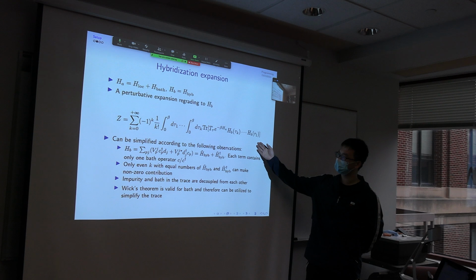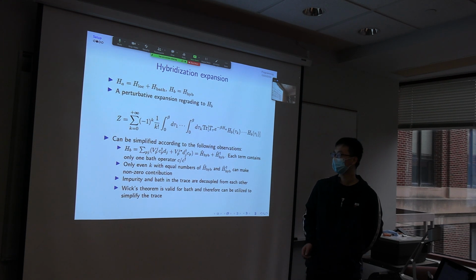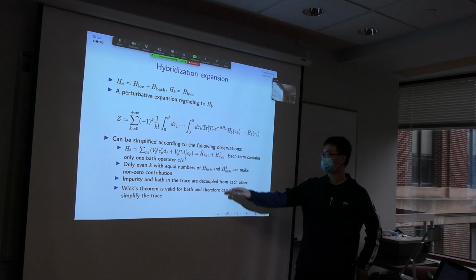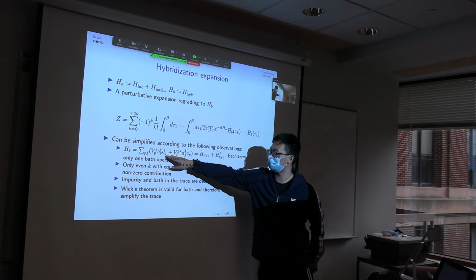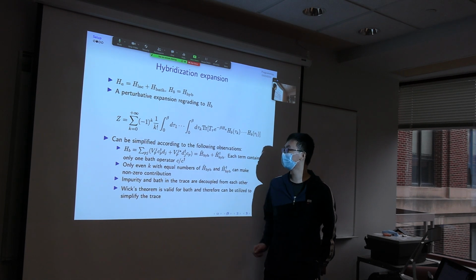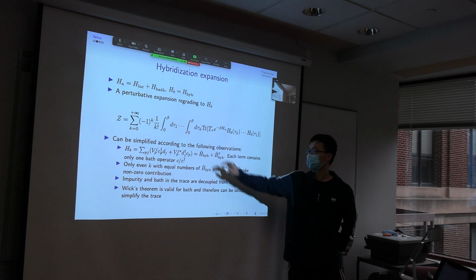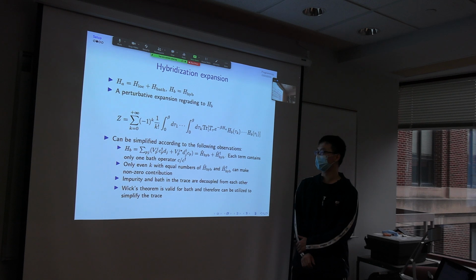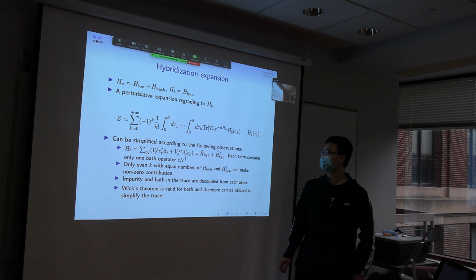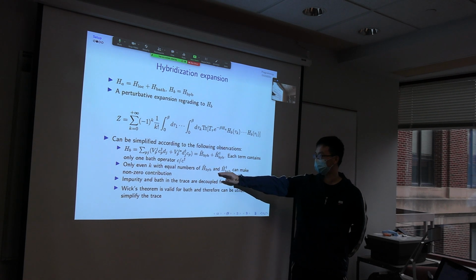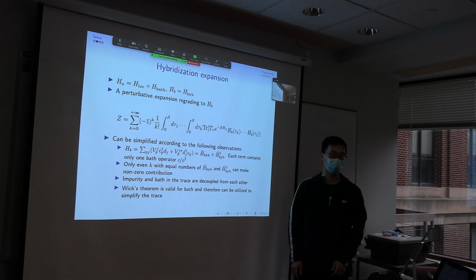This expression can be simplified according to the following observations. First is for the coupling Hamiltonian. It has two parts, H tilde hat and H tilde hat dagger. And each term only contains one base operator, C or C dagger. Because we finally need to do the trace, the total number of the base electrons has to be conserved. So that means only even terms with equal numbers of H tilde hat and H tilde hat dagger can make a non-zero contribution.